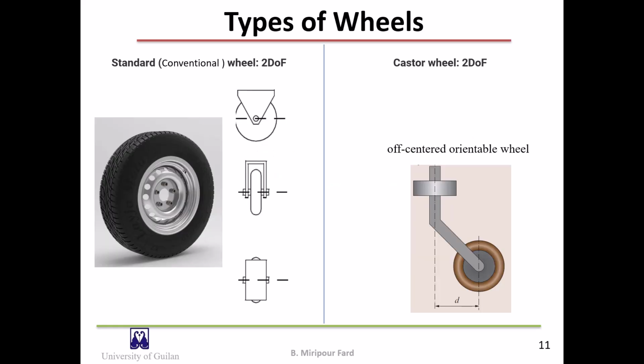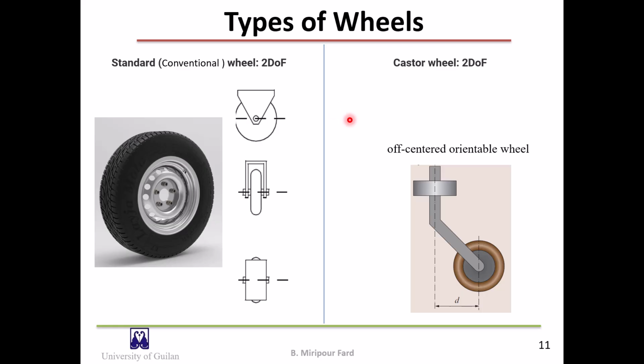Now, I will introduce some types of wheels. They differ in their kinematics, and therefore the choice of wheel type has a large effect on the overall kinematics of the robot. The standard wheel and the caster wheel have a primary axis of rotation. As you can see in this figure, this is the conventional or standard wheel, and this is the caster wheel. They have a primary axis of rotation and are thus highly directional.